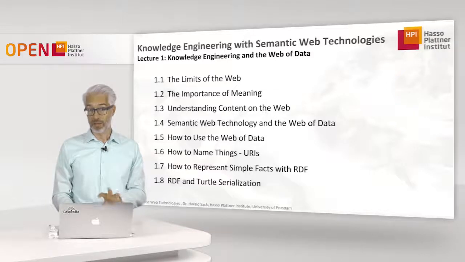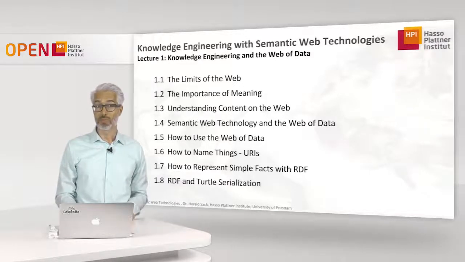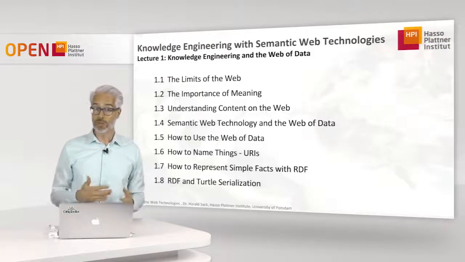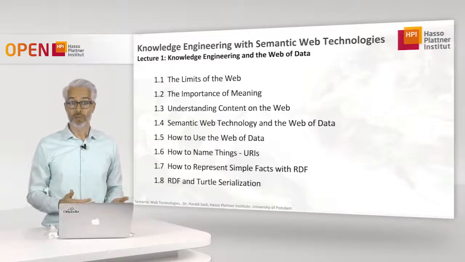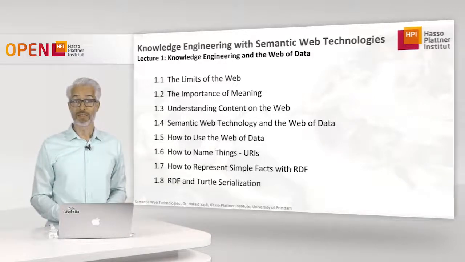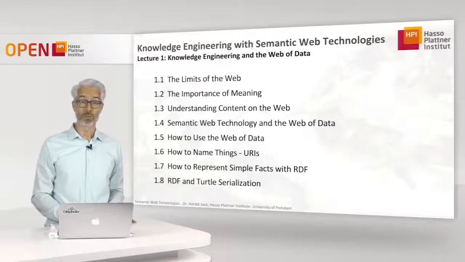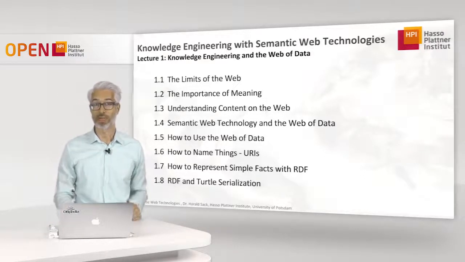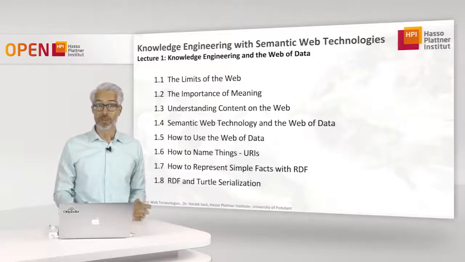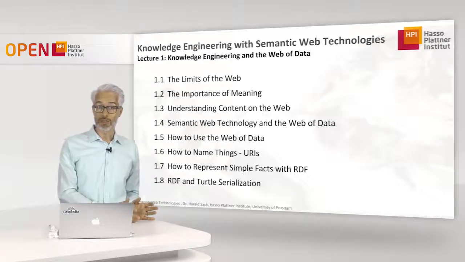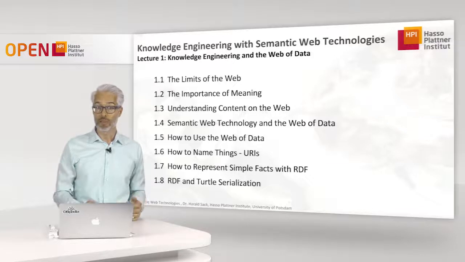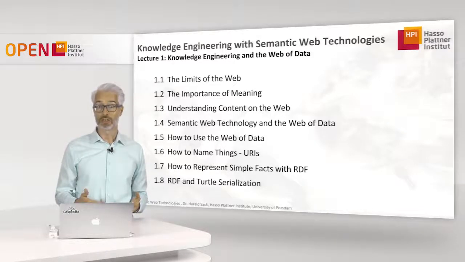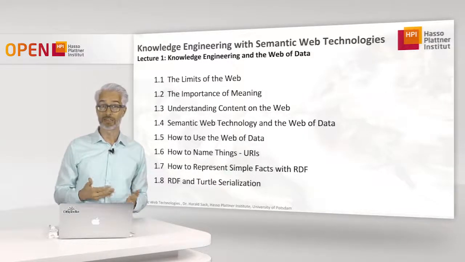So therefore, in the second part, we will talk about the importance of meaning, and we will introduce some of the important terms that are needed here and will define them. So, for example, like syntax, semantics, context, and pragmatics. So then we want to adapt this concept to the web. So in the third part, we will talk about understanding content on the web and how this works.